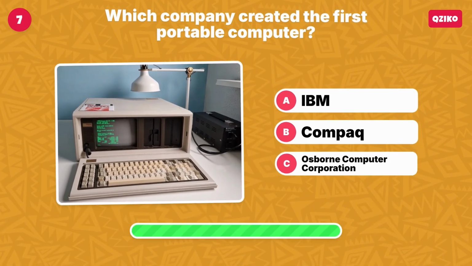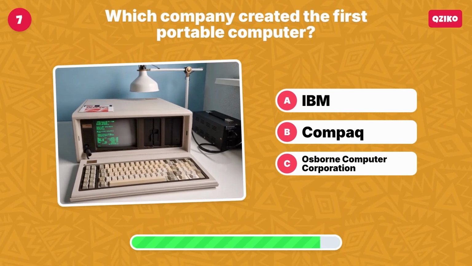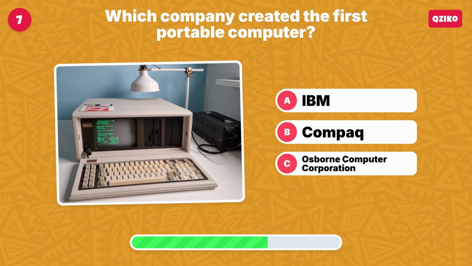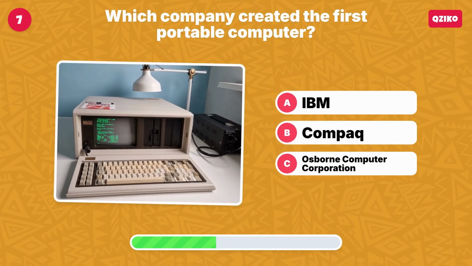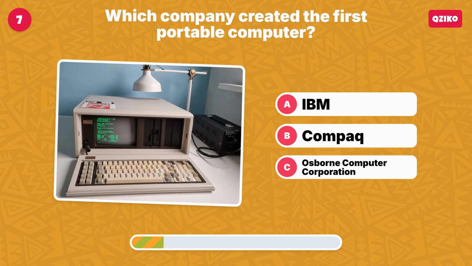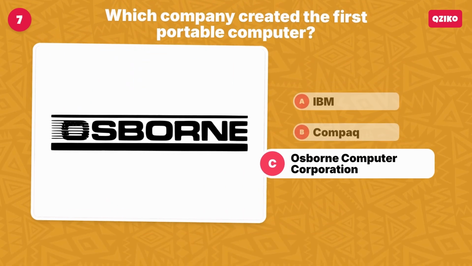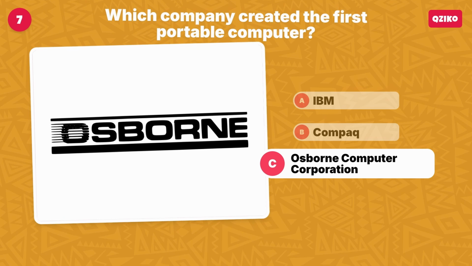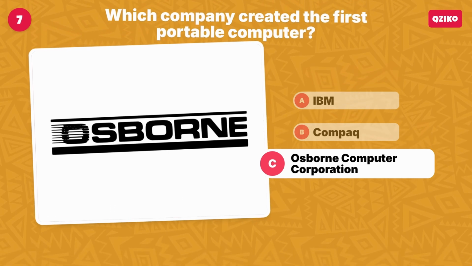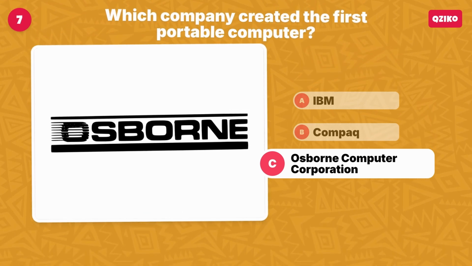Which company created the first portable computer? IBM, Compaq, or Osborne Computer Corporation? The Osborne 1, released in 1981, is often considered the first portable computer.